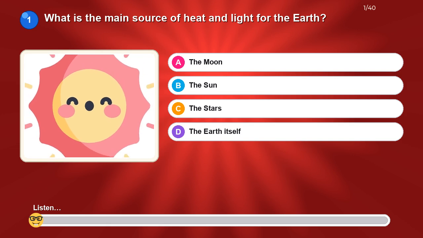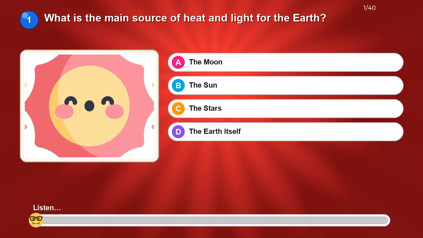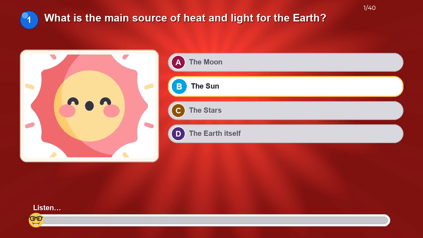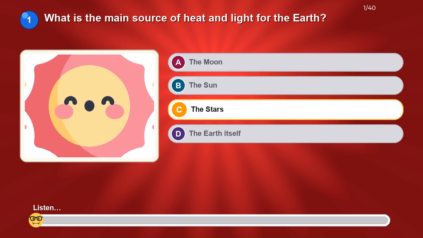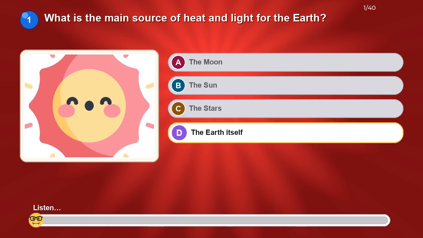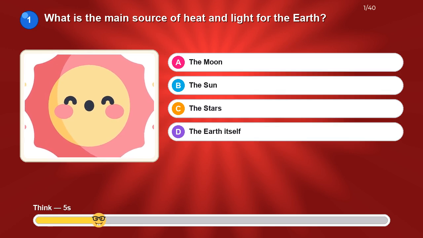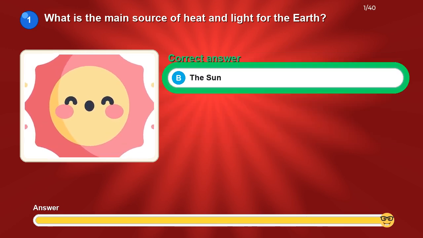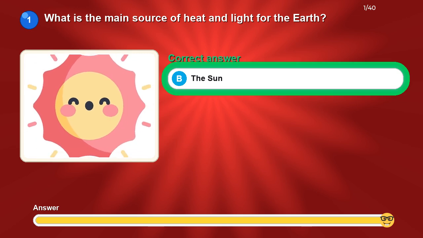What is the main source of heat and light for the Earth? Option A, the moon. Option B, the sun. Option C, the stars. Option D, the Earth itself. The correct answer is the sun.